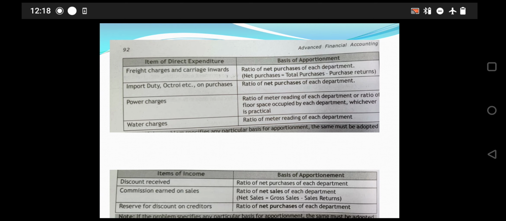Power charges, where we use power when we are producing the goods, so it comes on the basis of the ratio of meter reading of each department or the ratio of floor space occupied by each department, whichever is in practice. Then water charges, ratio on meter reading of each department.